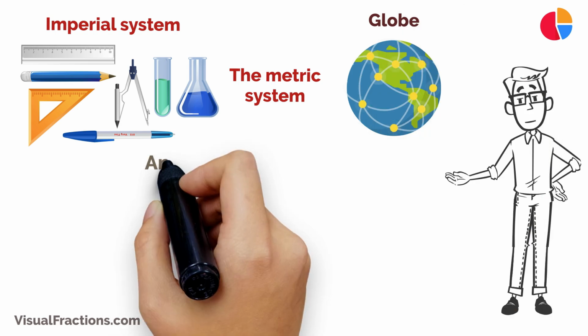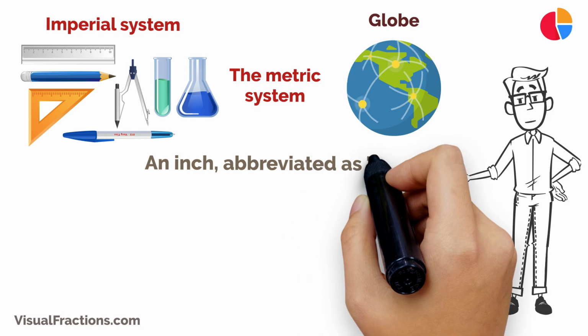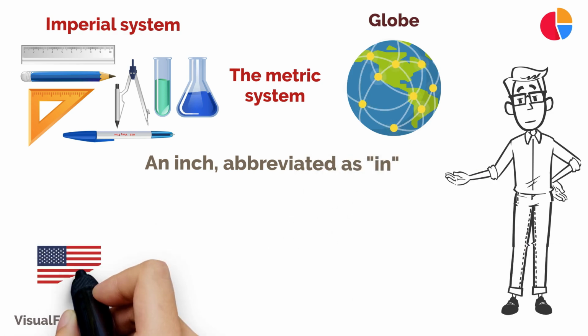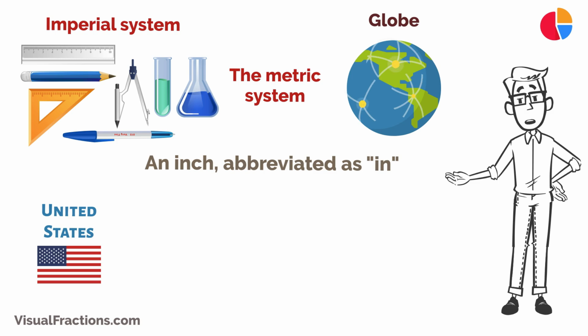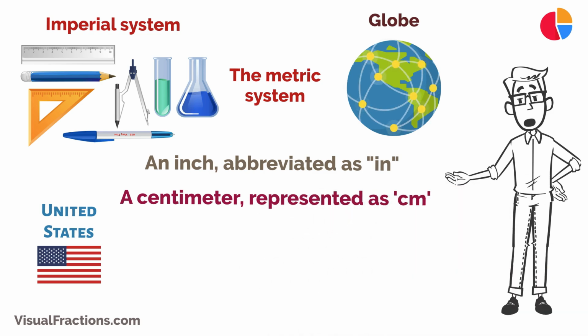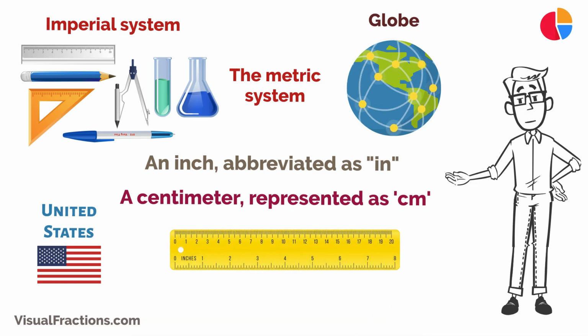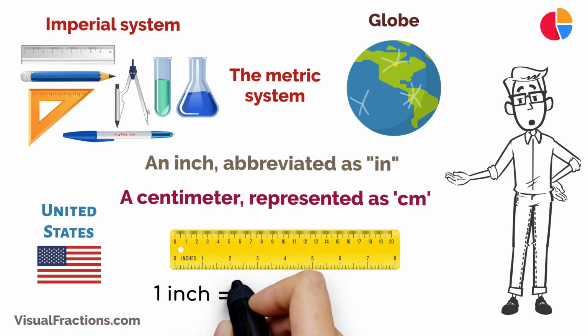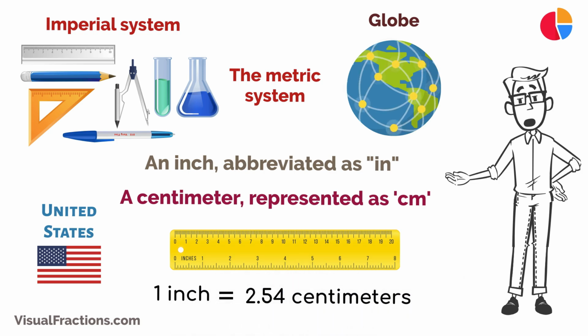Let's understand the basics. An inch, abbreviated as in, is a unit of length in the imperial and United States customary systems. A centimeter, represented as cm, is a unit of length in the metric system. The conversion from inches to centimeters is straightforward and precise. The key factor to remember is 1 inch equals exactly 2.54 centimeters.